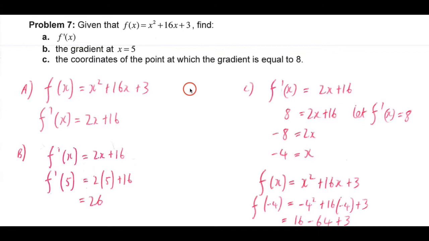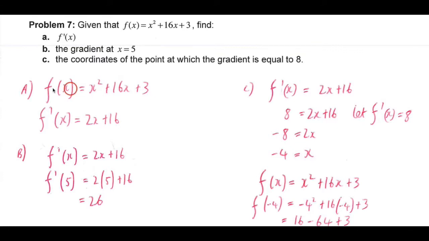Problem 7. Given that f of x equals x squared plus 16x plus 3, find a. f prime of x, the gradient function, b. the gradient when x is equal to 5, c. the coordinates of the point at which the gradient is equal to 8.